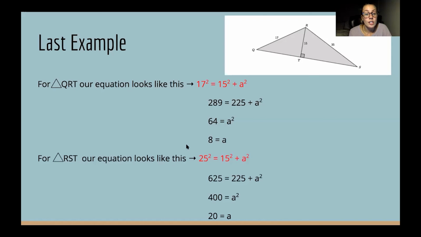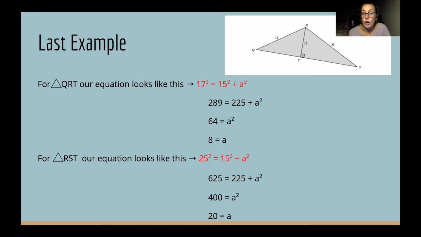So we said our equation to find this side is going to be 25, our hypotenuse, equals 15 squared plus 8 squared. 25 squared is 625, and 15 squared is going to be 225. And we still don't know our A squared. That's what we're looking for. Well, like we said, we want to get A squared by itself. So we subtract 225 from one side. What we do to one side, we do to the other. So we subtract 225 from 625, and we get 400. And 400 equals A squared.